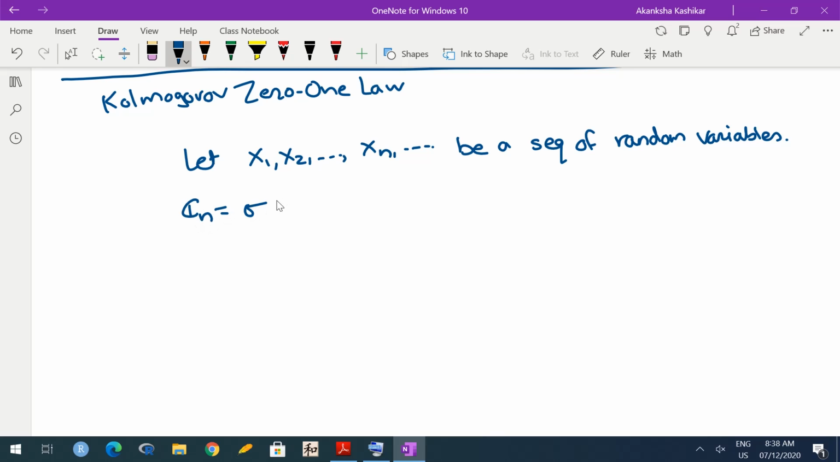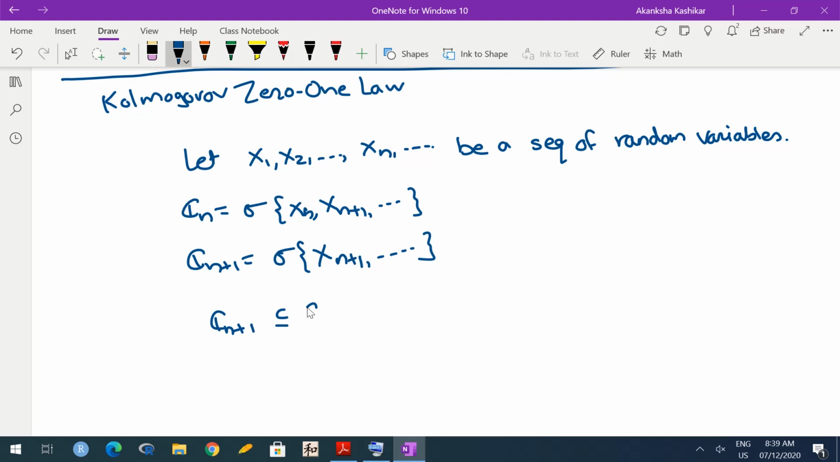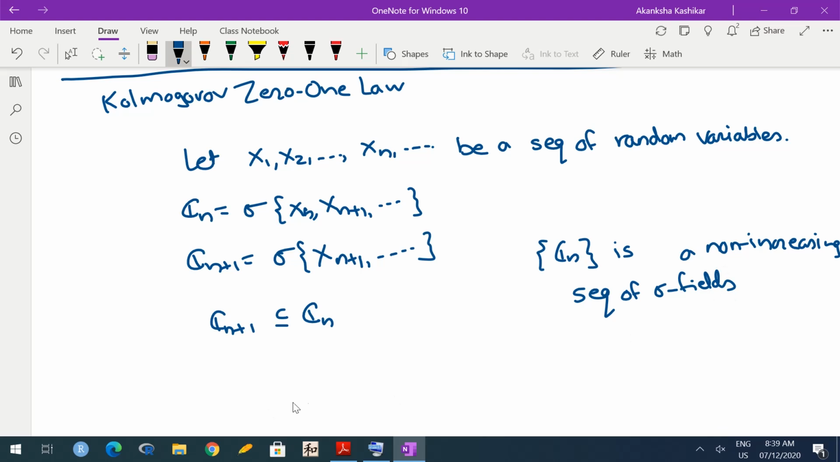Then let us define Cn as the sigma field generated by Xn, Xn plus 1 and so on. So everything starting with Xn. Cn plus 1 would be the sigma field generated by Xn plus 1 and so on. As you can see, Cn plus 1 is a subset of Cn. Therefore, Cn is a non-increasing sequence of sigma fields, basically decreasing, but we call it non-increasing to accommodate for equality.